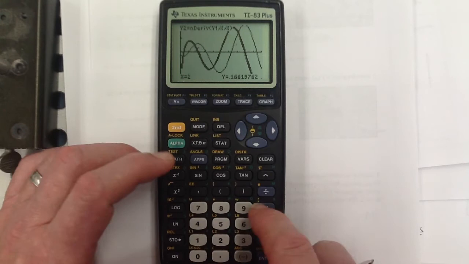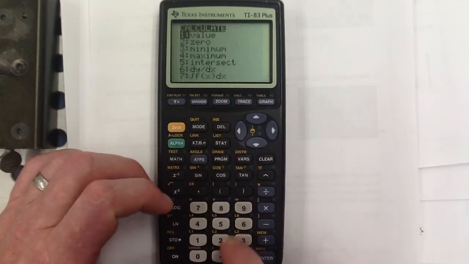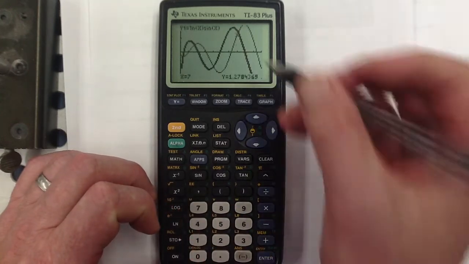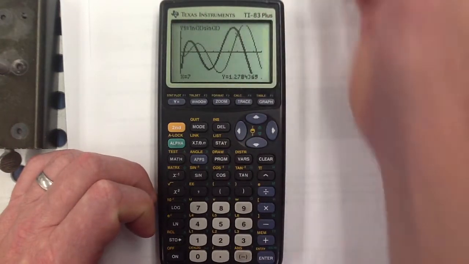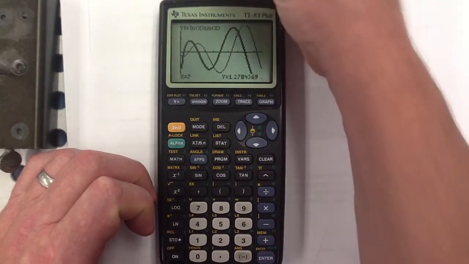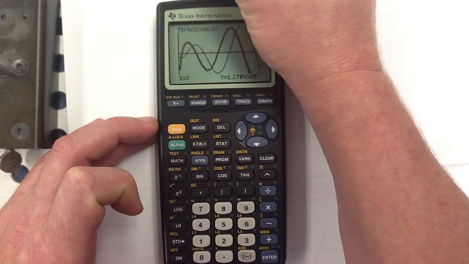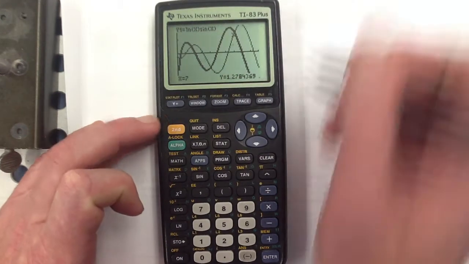All right, welcome back. Let's see if we can crank these out real quick. So I'm going to go to second calculate, value, and x equals 7. Here's my y1. That's my function value. So 1.278. So that's always to 3 decimal places. It's not sig figs. It's how many decimal places, always to that third place.